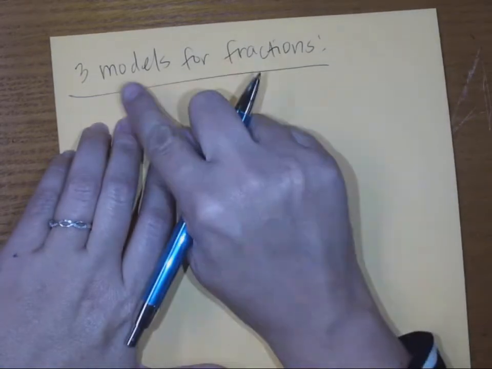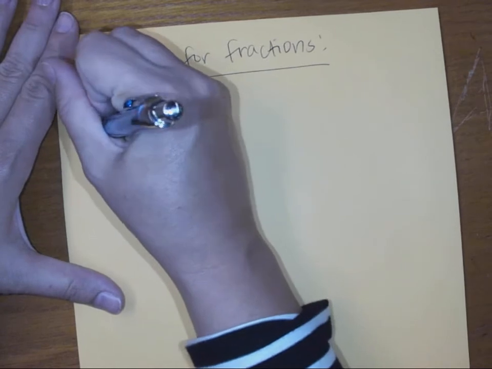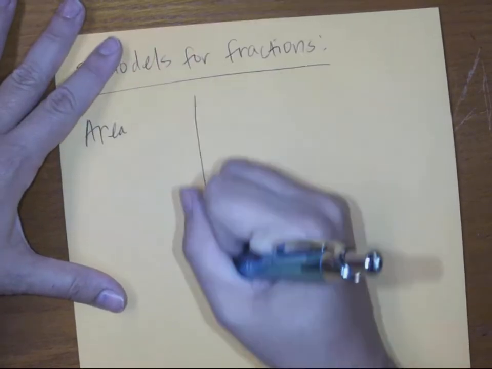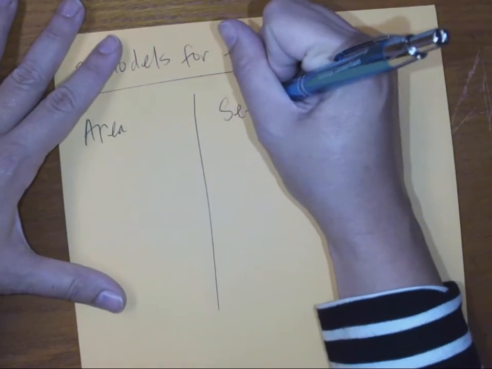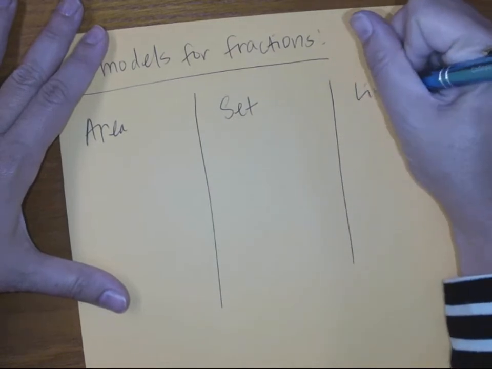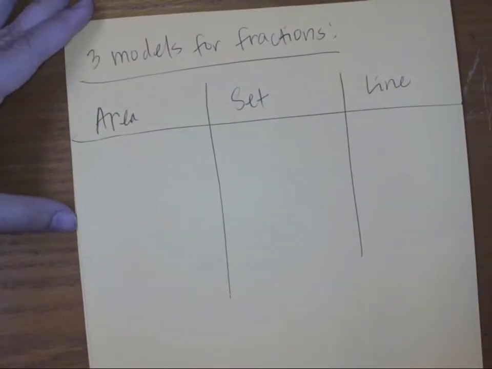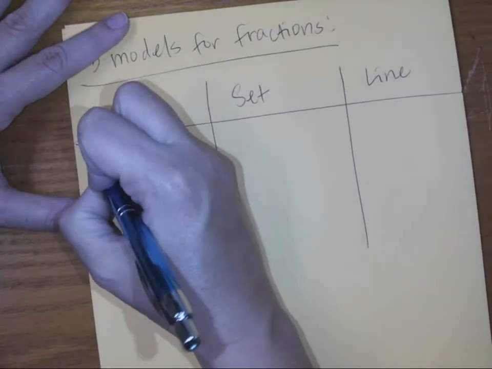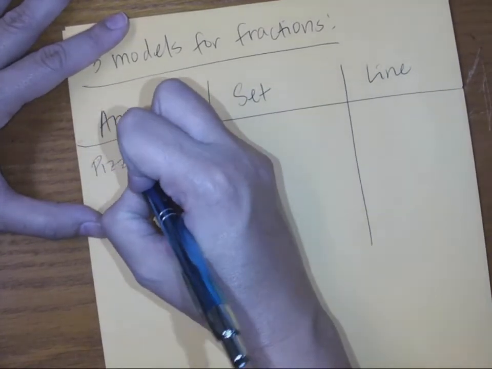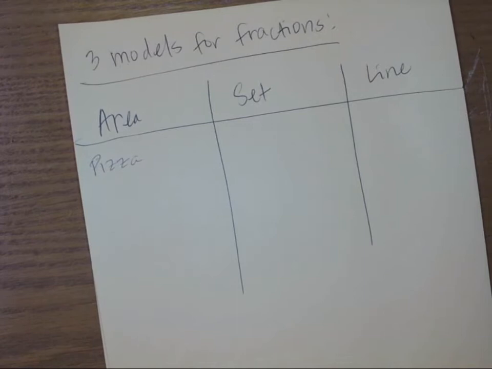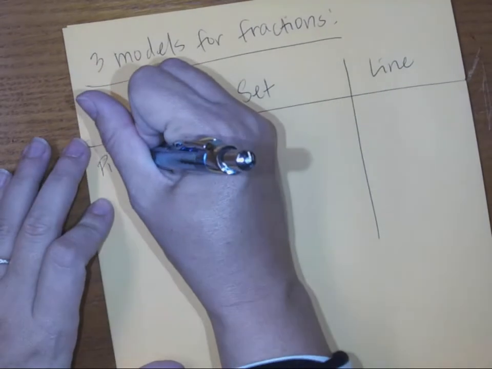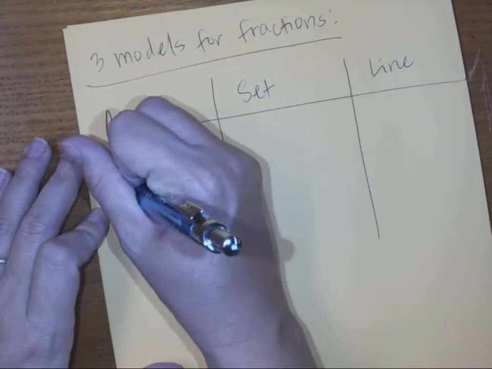Okay, so 3 different models for fractions. I can use an area model, I can use a set model, or I could use a line model. Okay, so some examples for an area model. We already did one of them, like a pizza problem. You could also, for an area model, use, I mean, any food, right? Any food or candy.